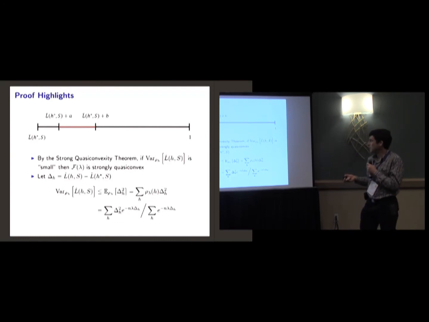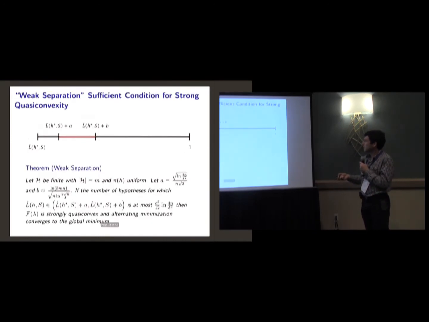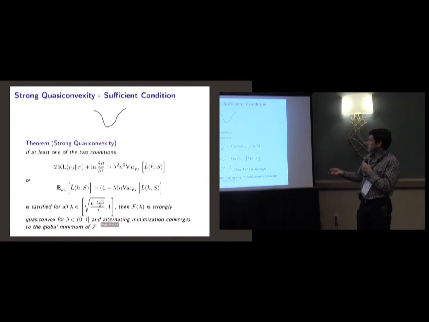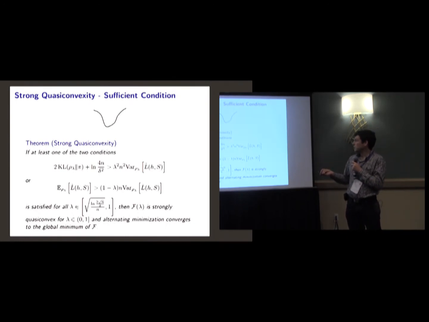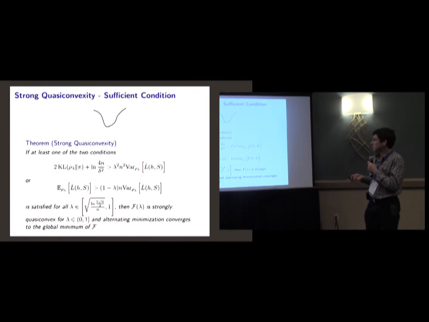And that's how we get it. Again, I can go back a couple of slides to this first theorem. So what we essentially show is that this lambda squared n squared times the variance is bounded by the logarithm of n over delta squared. And we can actually ignore this KL term because it's always positive, so it only helps us to get an even better bound.